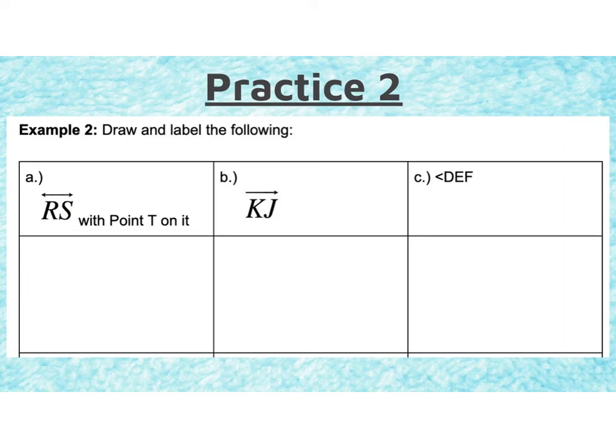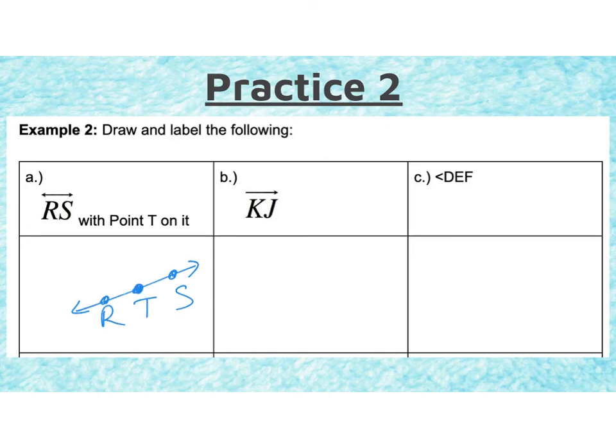Let's try this one. Now we're going to go the other way, and we're going to be given the description and we have to draw it. So you have to be able to read the notation, understand all of the labeling in order to be able to draw. So this is line RS, so I'm going to start with that. Line with arrowheads. RS have to be capital. And then point T is on it. Okay, so I'm just going to put point T right there.